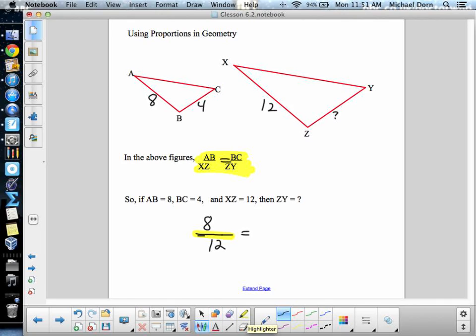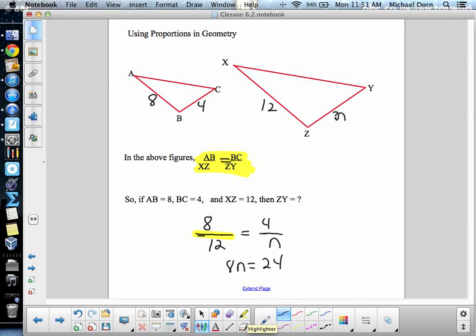8 over 12 equals BC over XY, 4 over X. Or 4 over question mark, or whatever you want to call it, N. I might not want to use X because X is already used as a point here, so I'll call that N. And then set it up, 8N equals 24.